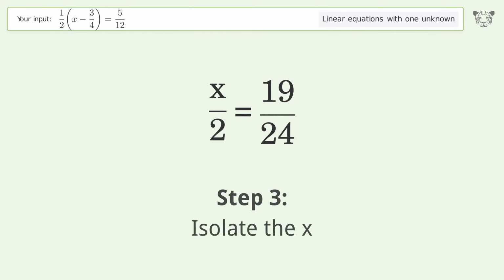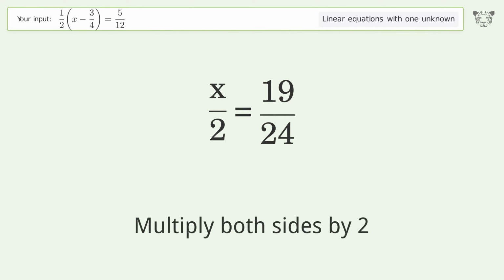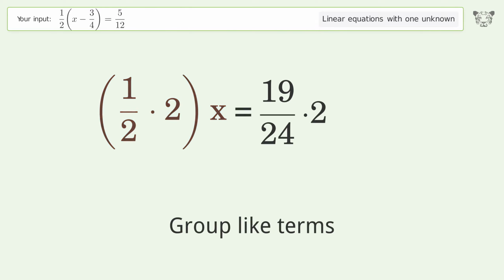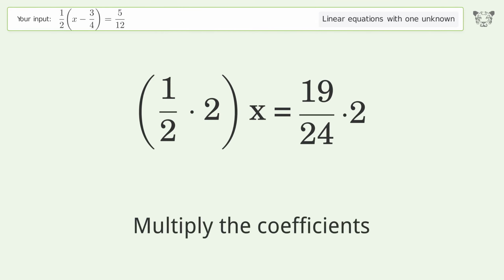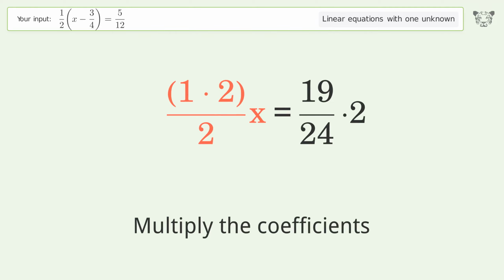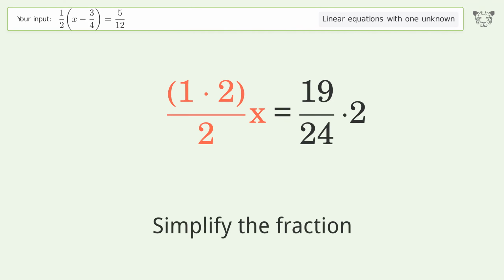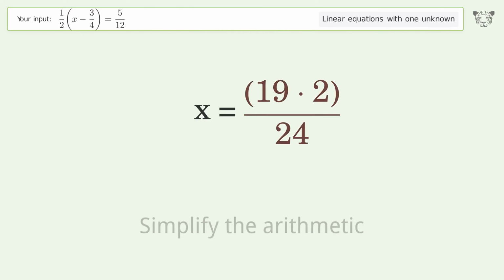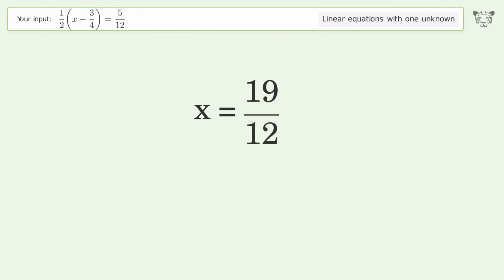Isolate the x. Multiply both sides by 2. Group like terms. Multiply the coefficients. Simplify the fraction. Multiply the fractions. Simplify the arithmetic. And so the final result is x equals 19/12.